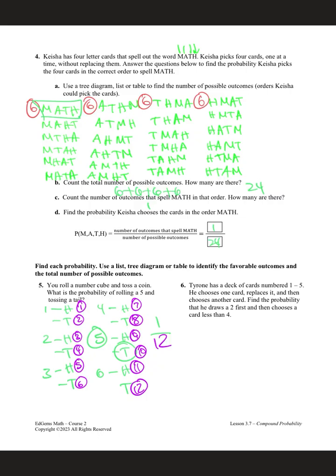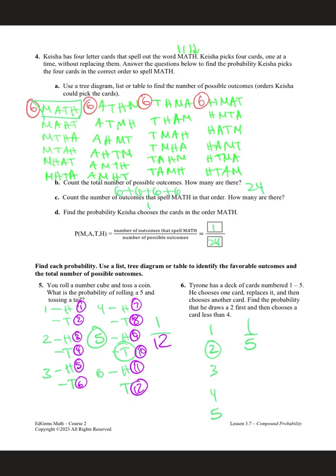So what are the possible cards? I've got 1, 2, 3, 4, and 5. If I'm using my ratio, how many possible outcomes are there? There are 5 possible outcomes, so that's my denominator. So what's the probability that he draws a 2? That's the number of favorable outcomes. Well, there's only 1 card that is numbered 2. You guys with me so far? So there's a 1 in 5 chance that he's going to choose the 2.